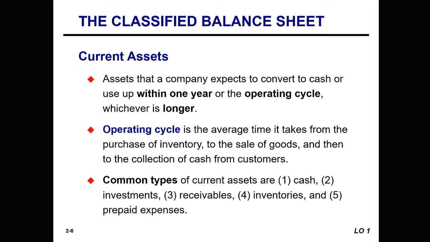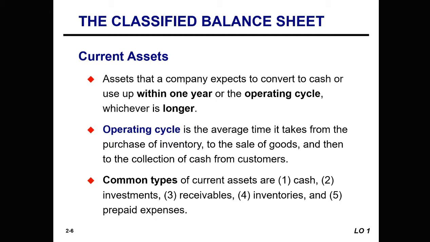But to start off with, we're going to really talk about current assets. So current assets are those assets that we can expect to convert to cash or use up in the business within 1 year or the operating cycle, whichever is longer. So there's a time threshold when we talk about the word current. If you hear current, you need to think within 1 year or the operating cycle, whichever is longer.